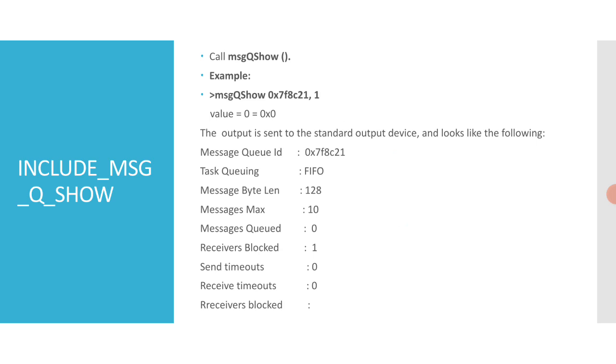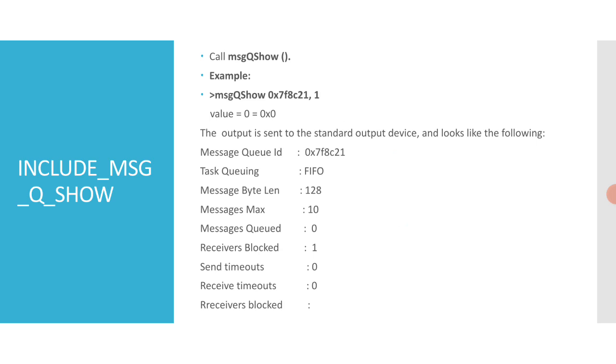The following example displays detailed information on the shared message queue 0x7F8C21 as indicated by the second argument. If it is 0, summary display. If it is 1, detailed display. We here will go only with the summary. So msgQShow of that 0x value, comma 1, as the detailed display is required. Value equal to 0 is equal to 0x0.